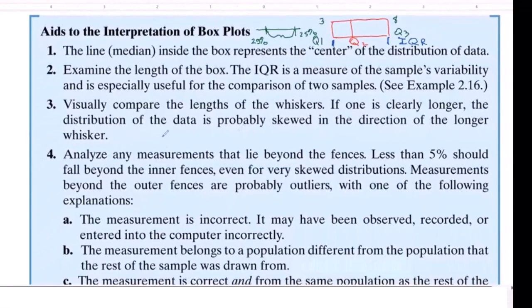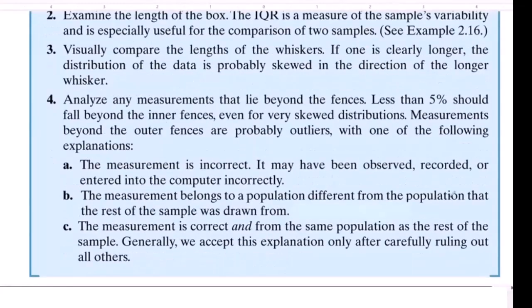Visually compare the length of the whiskers. If one is clearly longer, the distribution of the data is skewed in the direction of the longer whisker. Analyze any measurements that lie beyond the fences. Less than 5% should fall beyond the inner fences, even for very skewed distributions. Measurements beyond the outer fences are probably outliers, with one of the following explanations. We have our box plot, and then we have these outliers.